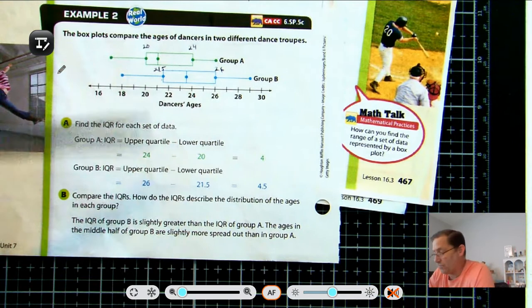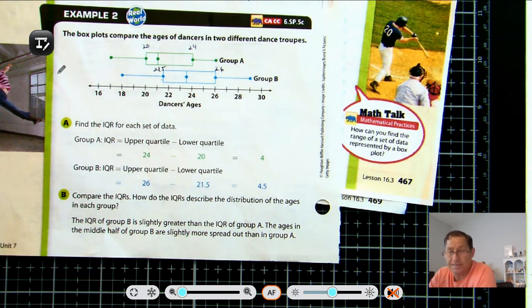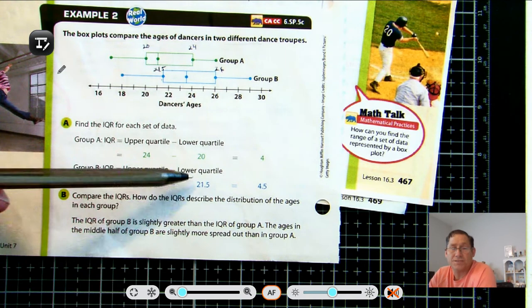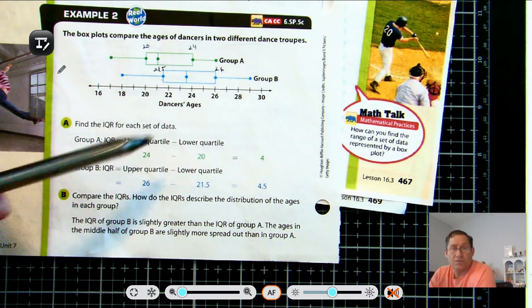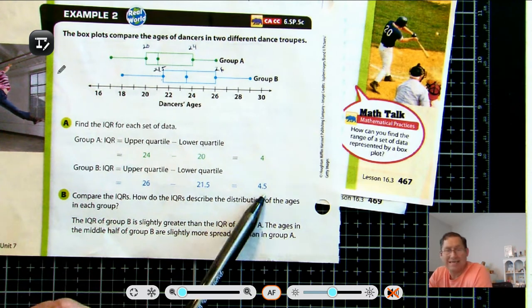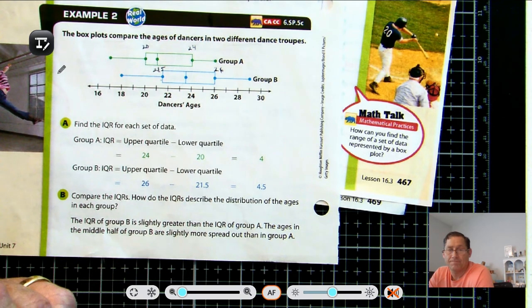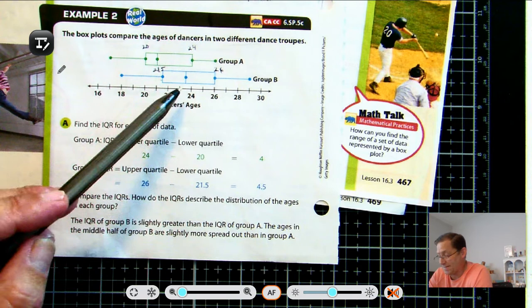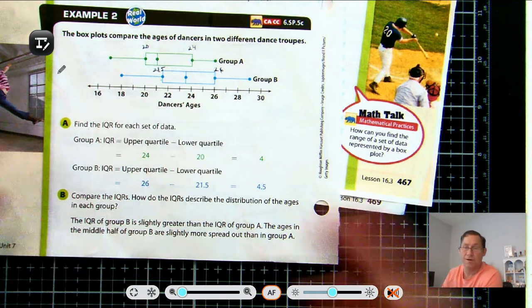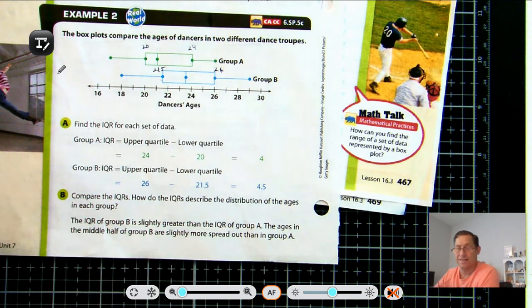So why do we want to do that? So if we compare the IQRs, interquartile ranges, we can describe the distribution of the ages in each group. So Group B has a slightly higher spread. So the ages in the middle half of Group B are slightly more spread out. There's bigger gaps between the smaller amounts and the bigger amounts in that group of ages.